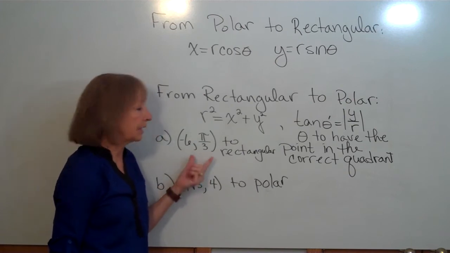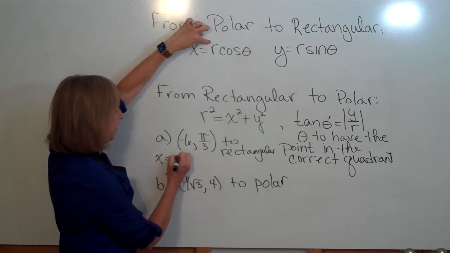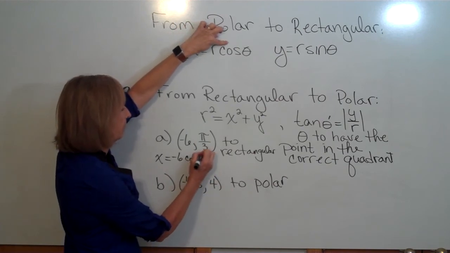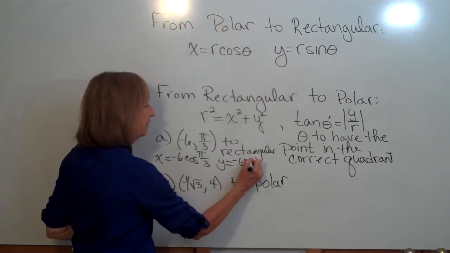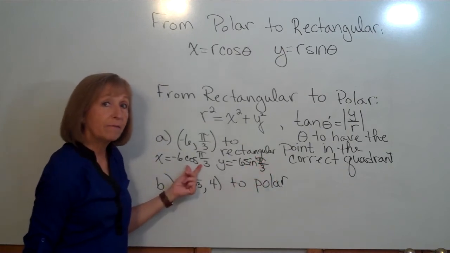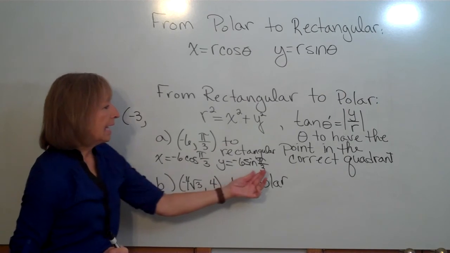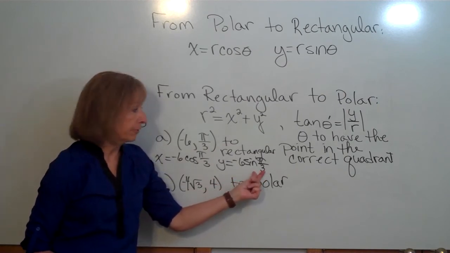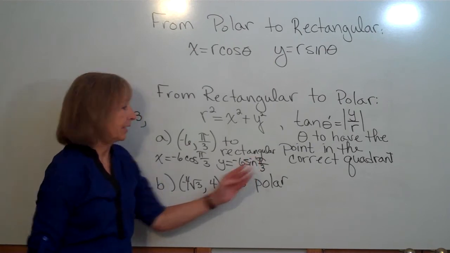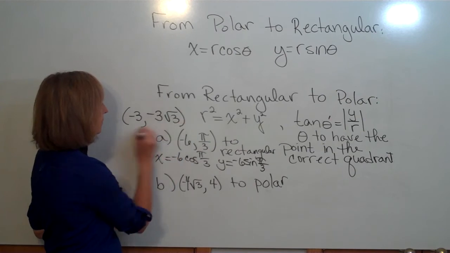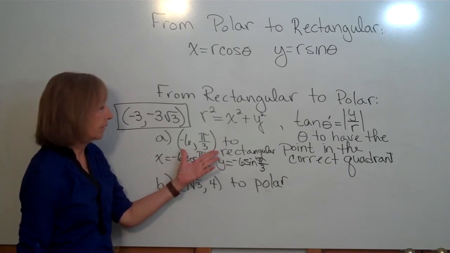Here I have a polar coordinate ordered pair, and I want to go to rectangular. So I have that x is equal to negative 6 times cosine of pi over 3, and y is equal to negative 6 times the sine of pi over 3. The cosine of pi over 3 is a half, and negative 6 times a half is negative 3. And the sine of pi over 3 is the square root of 3 over 2, and negative 6 times the square root of 3 over 2 is negative 3 times the square root of 3. So that is our ordered pair for that particular polar coordinate.